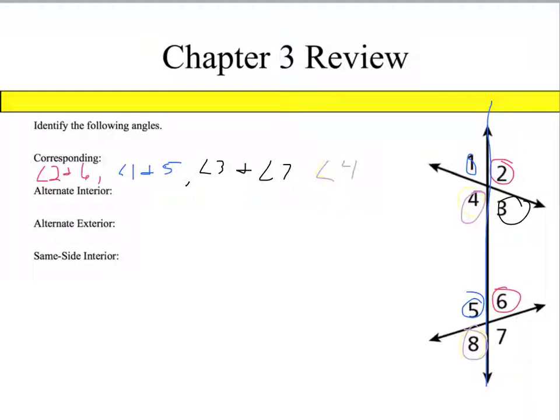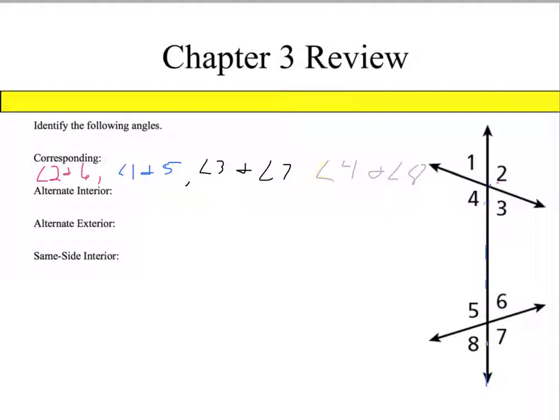So angle 4 and angle 8 are also going to be corresponding angles. Okay, so we have those. Now, in this problem right here, would corresponding angles be congruent to each other? No. Why wouldn't these angles be congruent to each other? Because we need those parallel lines.